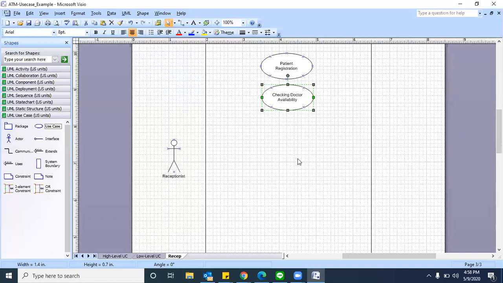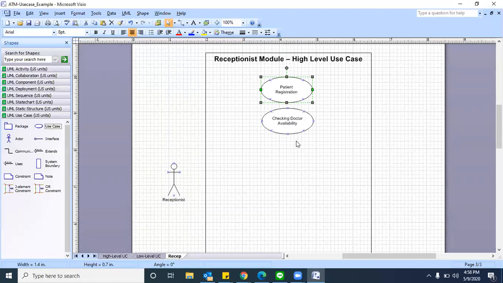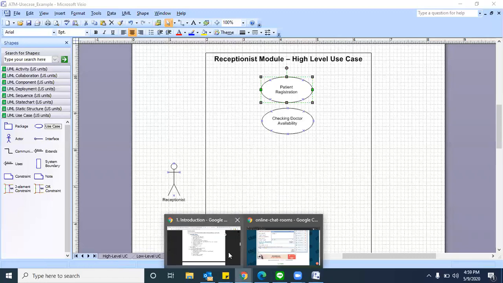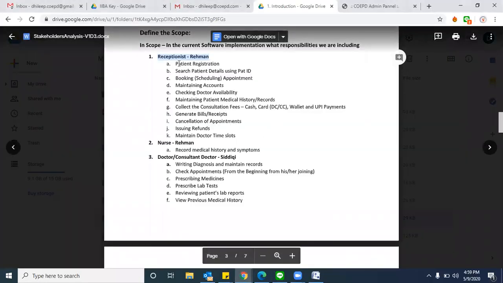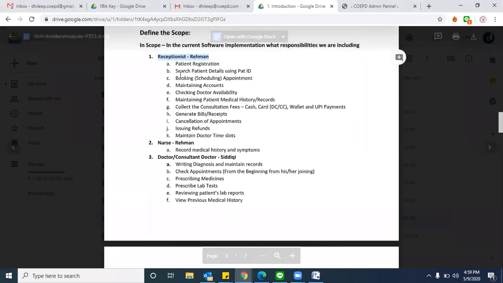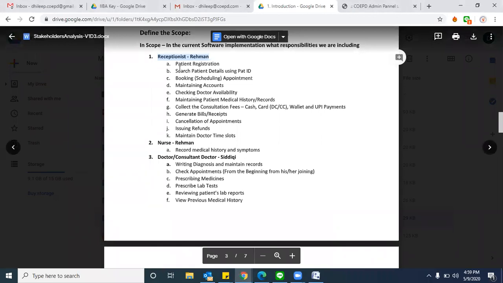So, sir, at a high level, the whole scenario of one patient will become one... Patient registration, only patient registration will be looking into the first use case, right or wrong? Okay. So all the reception activities can become one receptionist diagram at a high level. Like from patient to maintaining the doctor time slot, everything from A to K, all this will become one use case diagram. Exactly.